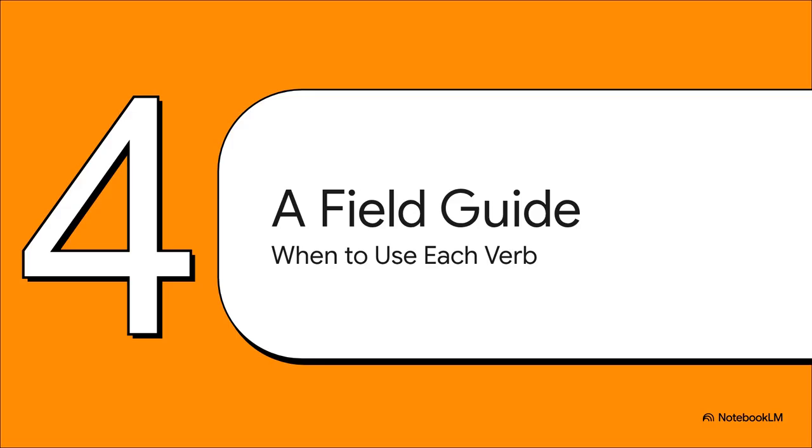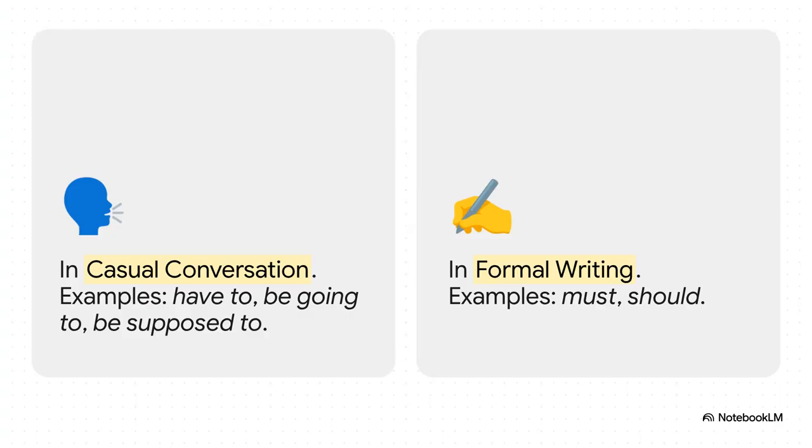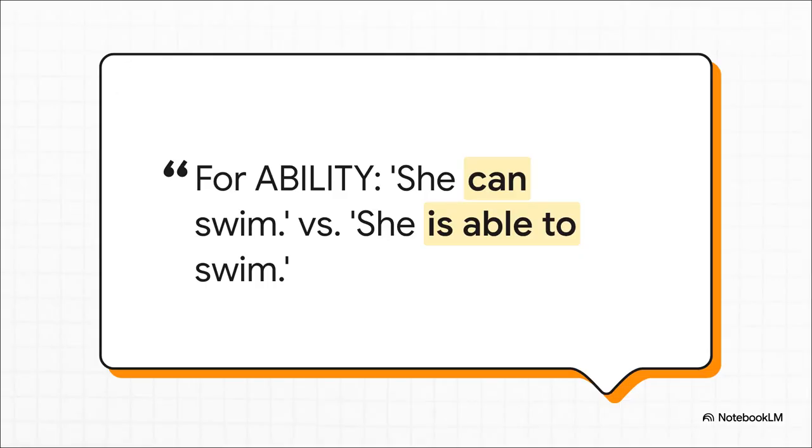So, we know what they are, we've seen the nuts and bolts of how they work, but that's just the blueprint. Let's get to the important part, a real-world field guide for when and why you should use each one if you want to sound natural in modern American English. Here's a pretty solid rule of thumb. In everyday spoken American English, you are going to hear and you're going to use phrasal modals way, way more often. Phrases like have to and be going to are the real workhorses of conversation. The classic modals like must and should, they tend to pop up more in formal situations, like in academic writing or on official signs.